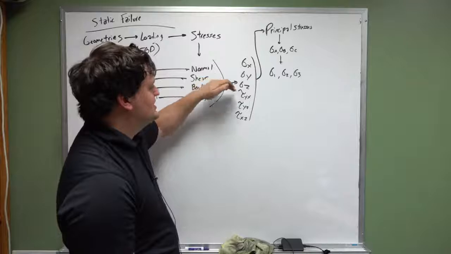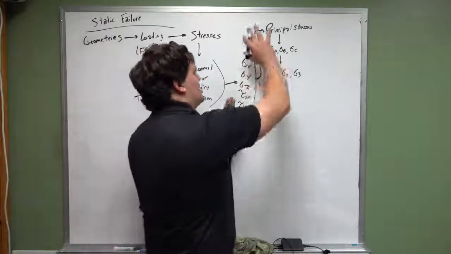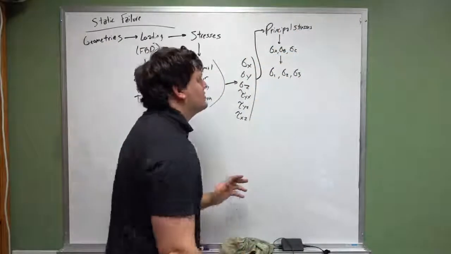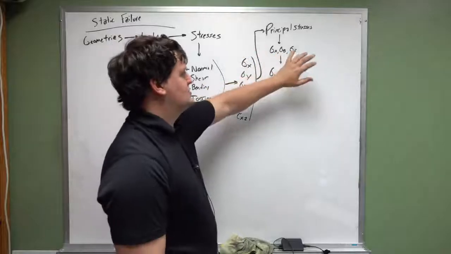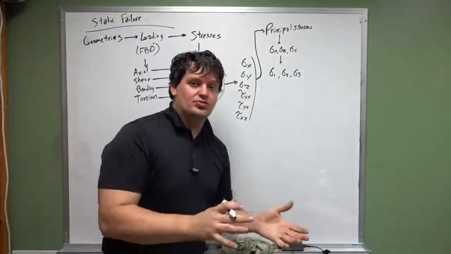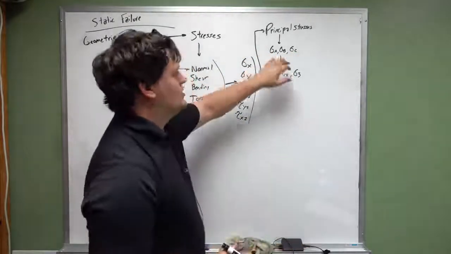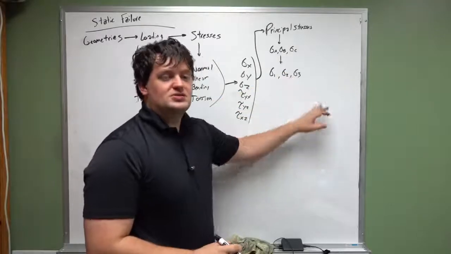Sigma y, sigma z, tau yx, this. You plug these into the equation to calculate your principal stresses, sigma A, sigma B, sigma C. That's that really long three-dimensional equation that I gave you. You then order them, sigma 1, sigma 2, sigma 3.